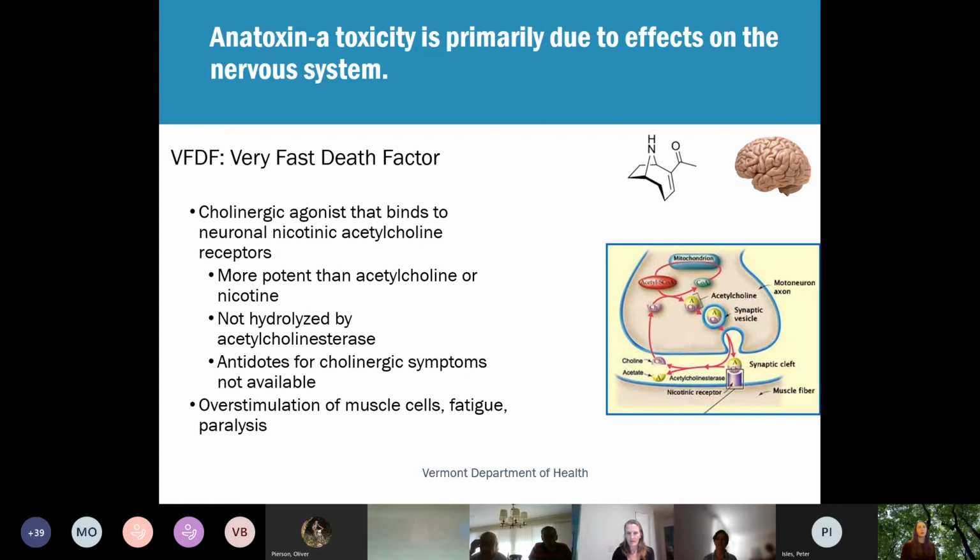So this can result in the overstimulation of muscle cells because they keep contracting and they don't know how to relax, which will just end in fatigue and paralysis of the muscles. So when you think about paralysis of the diaphragm, that can be very dangerous, and this may explain some of the dog deaths that happened here in Vermont.